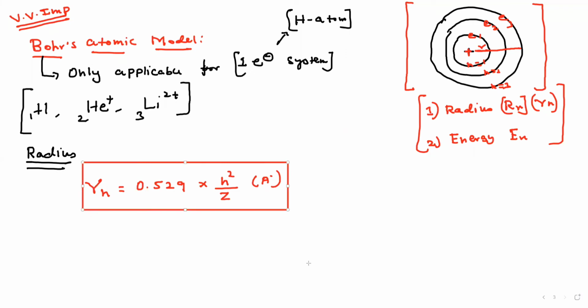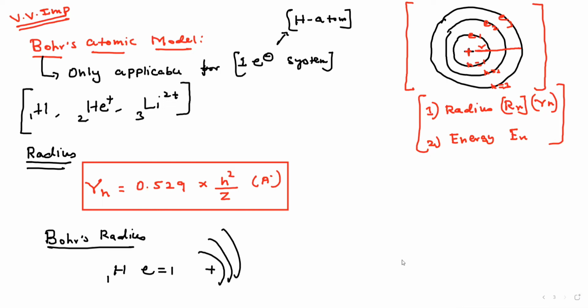Now, we're going to find out the Bohr radius. What is the Bohr radius? Listen, Bohr did the experiment based on the hydrogen atom, right? So in the case of the hydrogen atom, the number of electrons is 1. Only one shell is present, so the n value is 1, right?